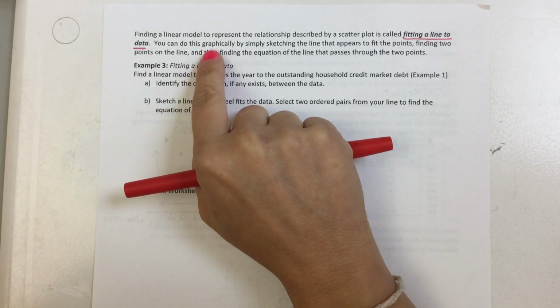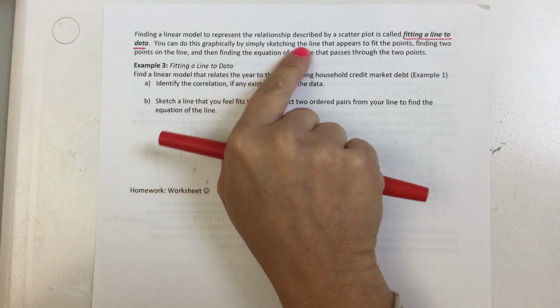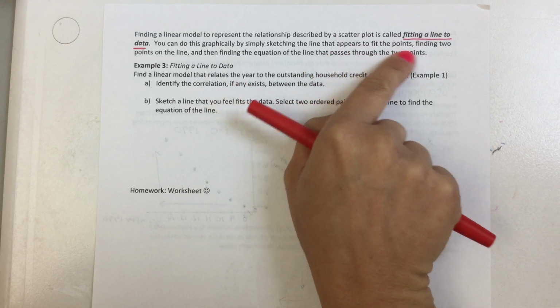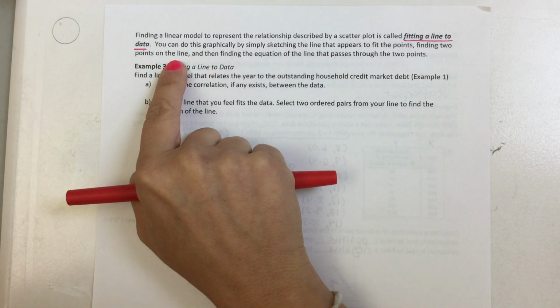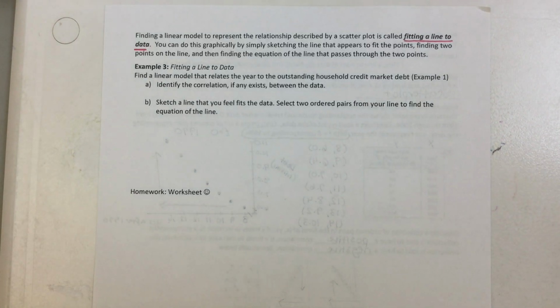So again, to do this graphically, simply sketch a line that appears to fit the points. Find 2 points that are on the line, then you need to find the equation of a line that passes through the 2 points. So that is what we were just studying. If you have 2 points on your line, you take the 2 points. If you want to find an equation, step 1, you have to find the slope. Once you have the slope, you use the slope and one of those 2 points to go into point slope form, then convert it to y equals mx plus b.